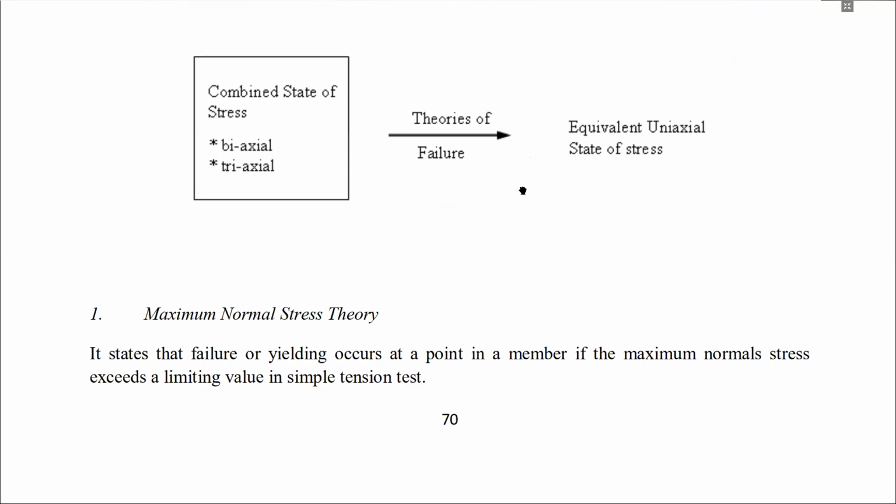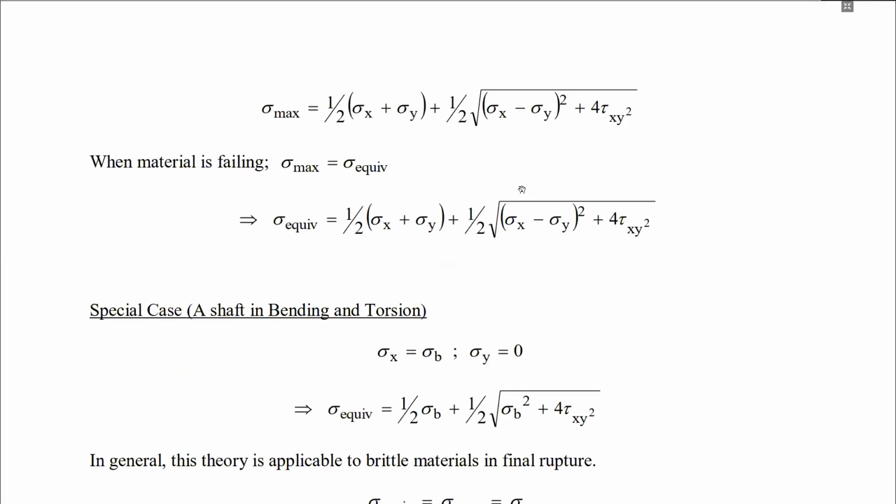Maximum normal stress theory, that's the first one we are looking at. It states that failure or yielding occurs at a point in the member if the maximum normal stress exceeds a limiting value in a simple tension test. That is the maximum normal stress theory, and we have this equation for that.